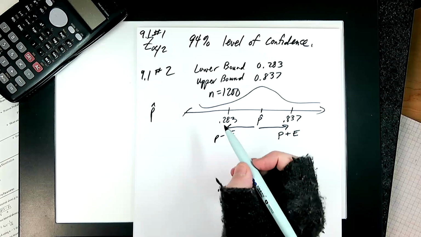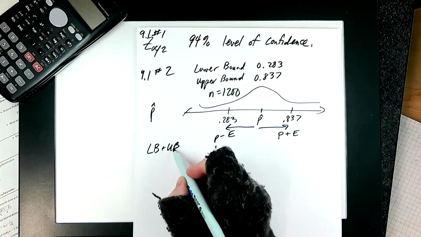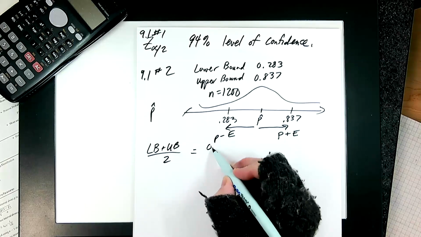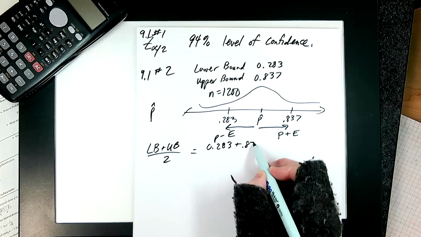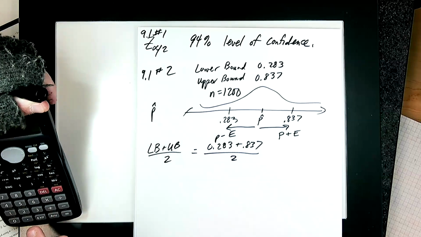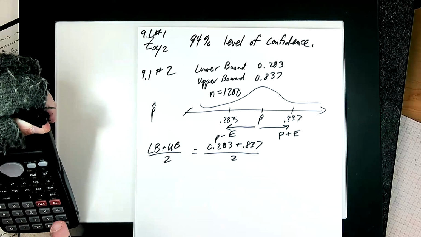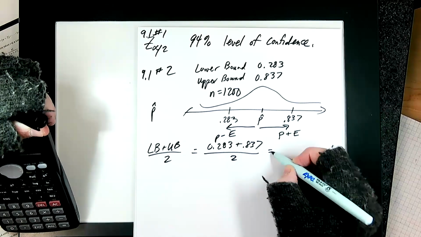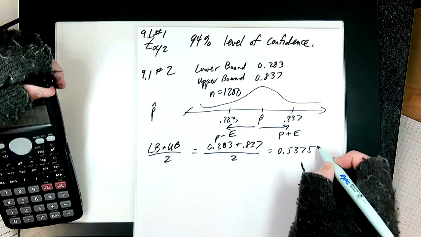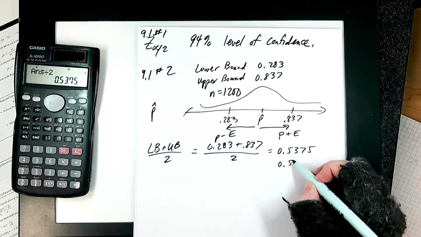The easiest way to do this is to average these two. Do the lower bound plus the upper bound and divide by 2. 0.283 plus 0.837 divided by 2. You're finding the average of those two numbers. I'm getting 0.5375. It says round to the nearest thousandth, so I'm going to use 538.